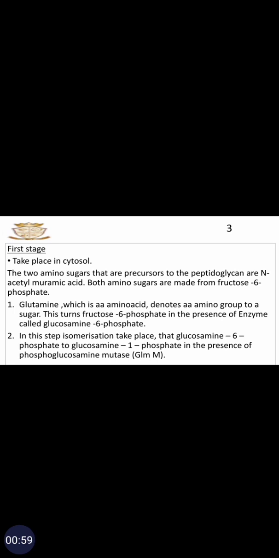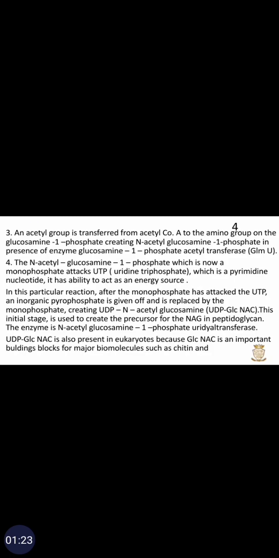First step: glutamine, an amino acid, donates an amino group to a sugar. This turns fructose 6-phosphate into glucosamine 6-phosphate in the presence of the enzyme glucosamine 6-phosphate synthase. Second step, isomerization takes place, converting glucosamine 6-phosphate to glucosamine 1-phosphate in the presence of phosphoglucosamine mutase.